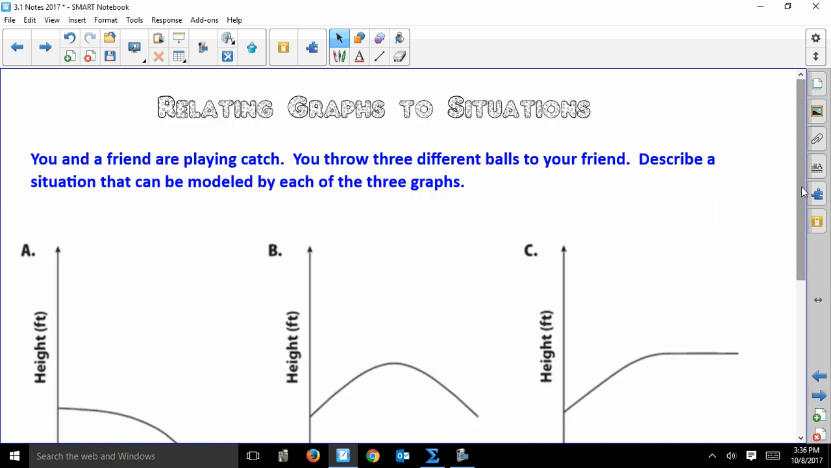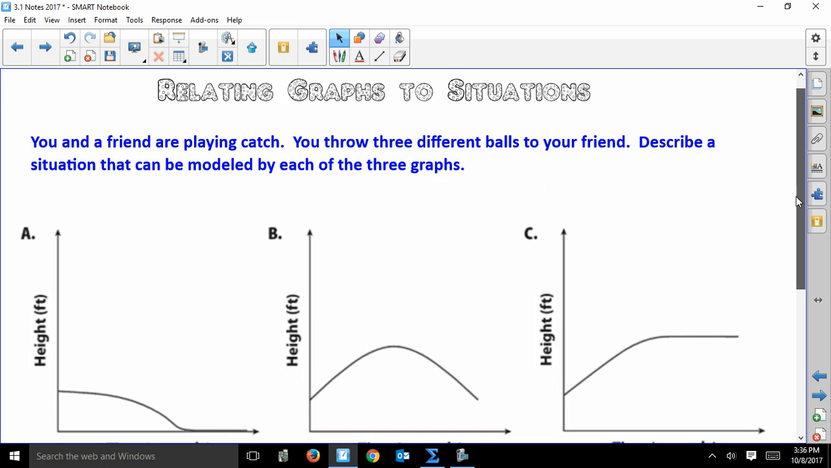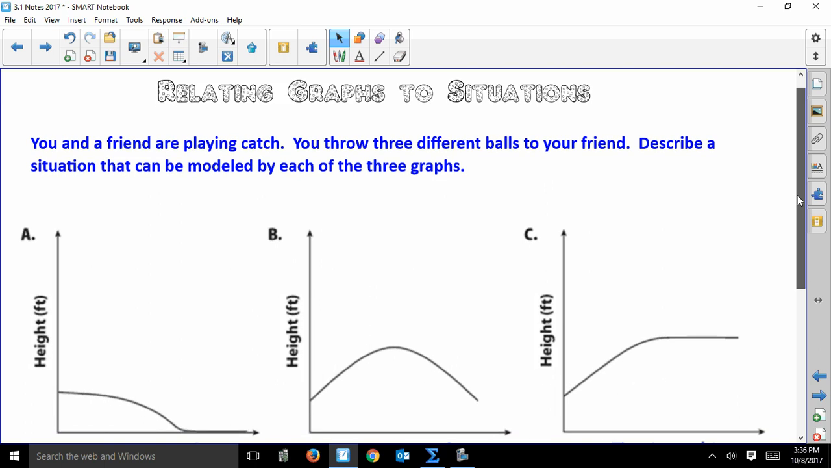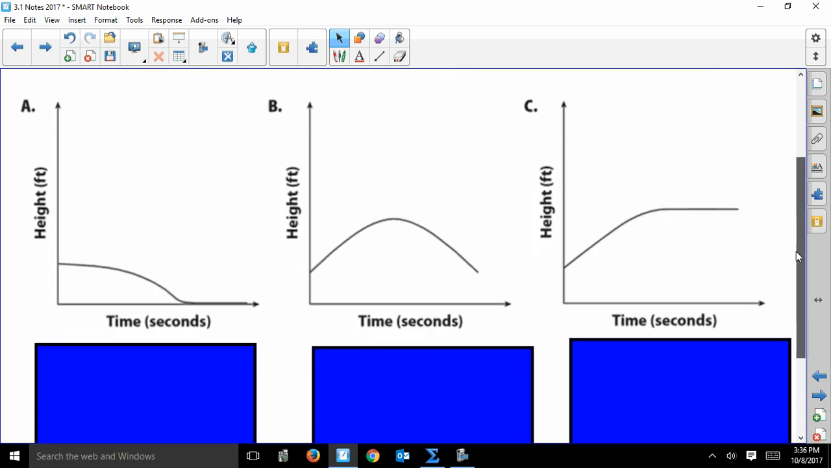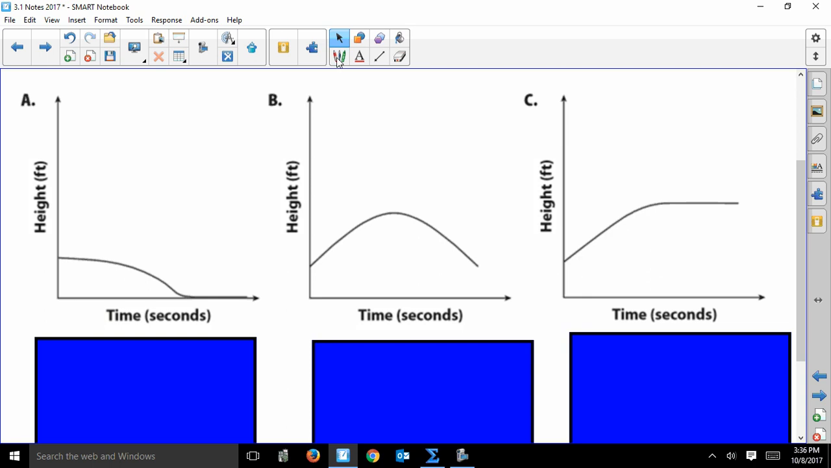Okay, let's take a look at the second part of your notes, which is relating graphs to situations. All 3 graphs are showing you and a friend playing catch. You throw 3 different balls to your friend. Describe a situation that could be modeled by each of the 3 graphs. So I want to take note of what is represented on the x-axis, which is time in seconds, and on the y-axis, which is height in feet.